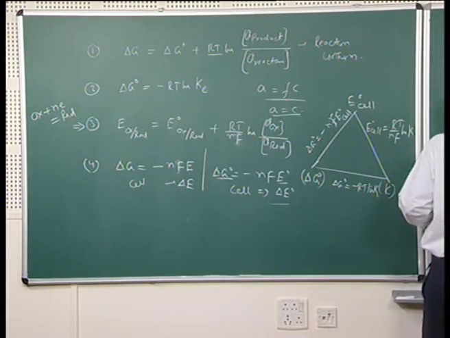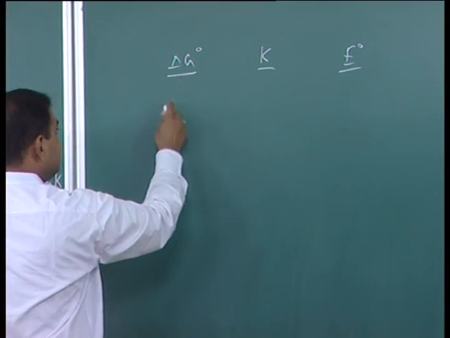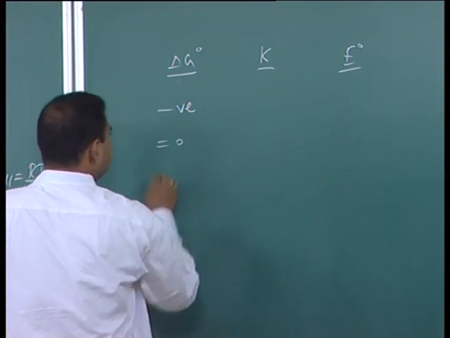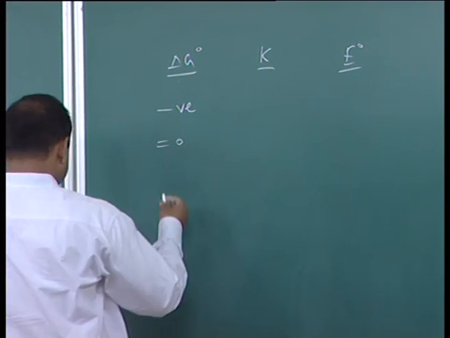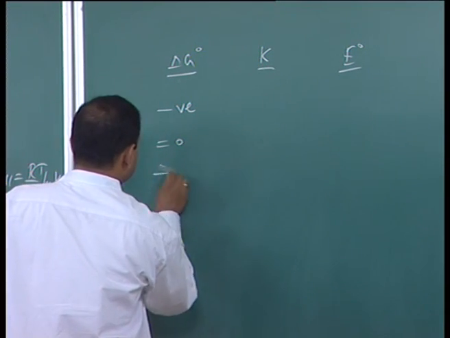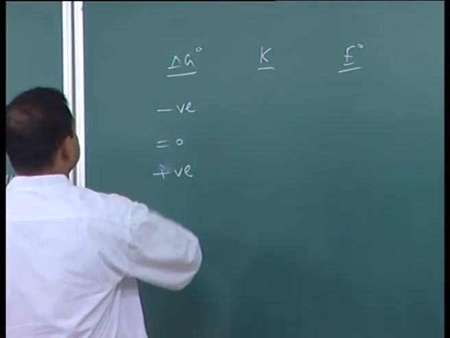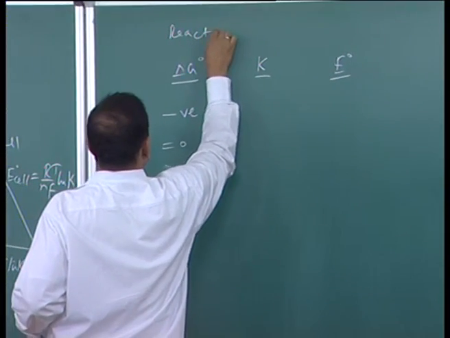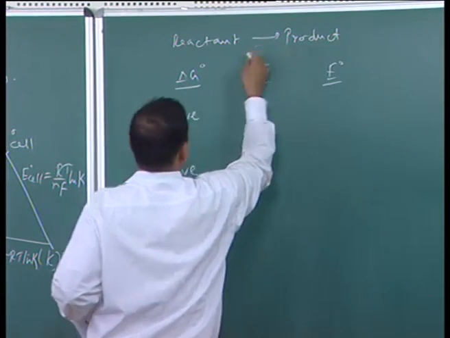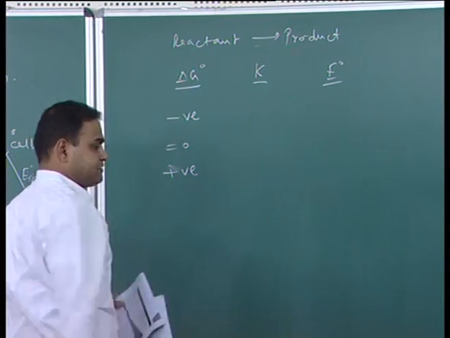Now let us see whether a process is spontaneous or not. We can judge from this. Definitely, if del G is negative, then it is spontaneous, as we have seen. If it is 0, then it is at equilibrium, that means reactants and products are equally favored, and if it is positive, then it is non-spontaneous. That means if this process, let us say reactant goes to product, whether this reactant would go to the product phase or not would be decided according to this thermodynamics.